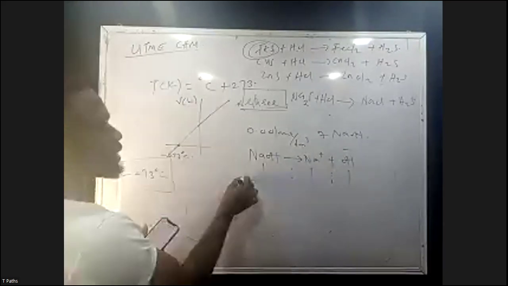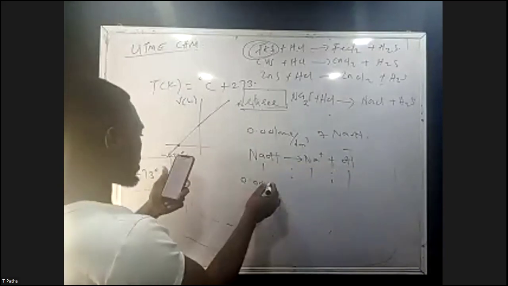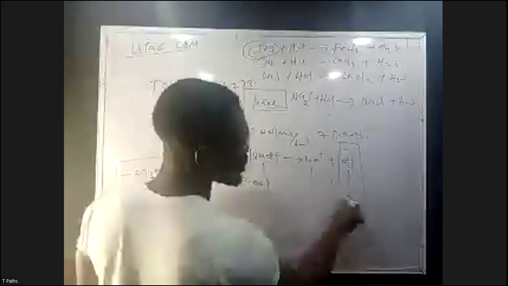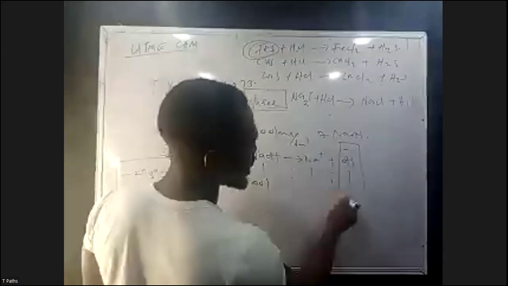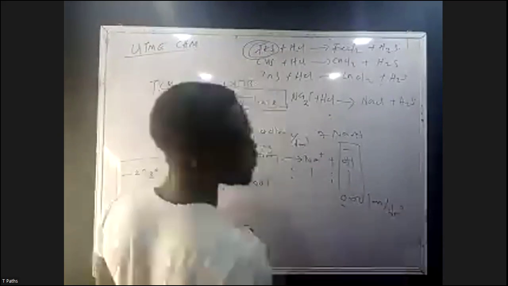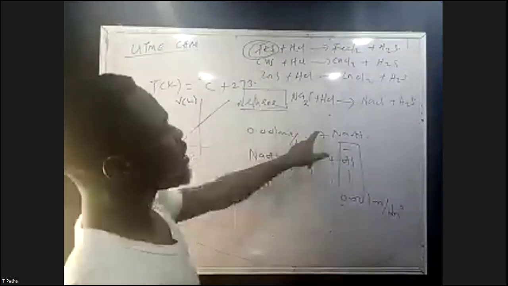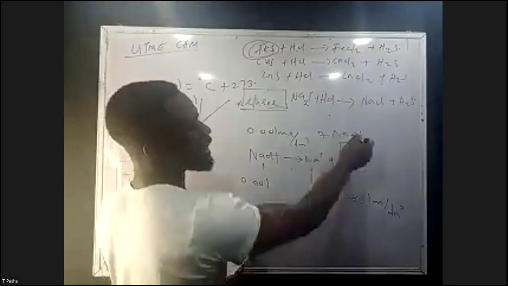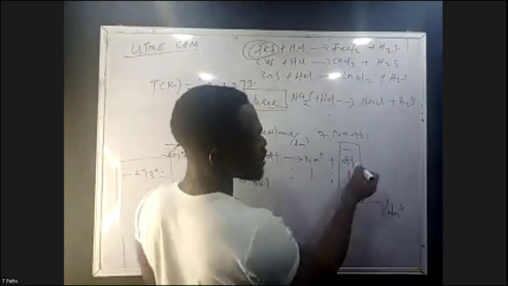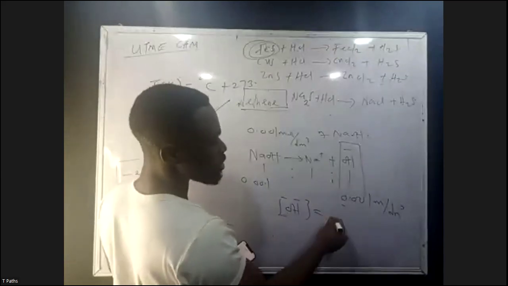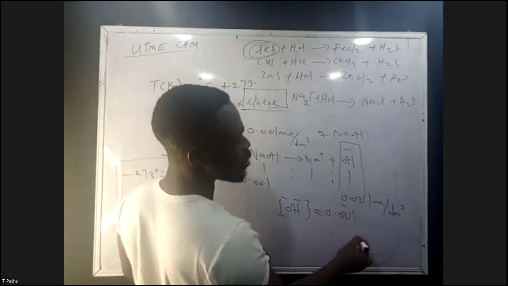What this means is that if the concentration of this is 0.001, the concentration of the OH minus will also be what? 0.001. Because they are both 1:1. So from this 0.001 mole per dm cube of sodium hydroxide, what you are getting is the concentration of OH minus to be 0.001.